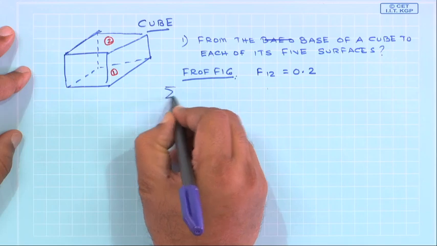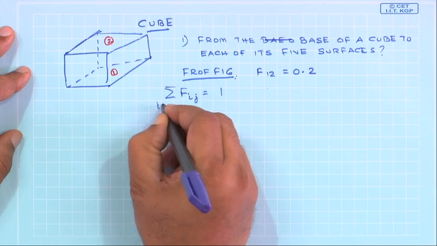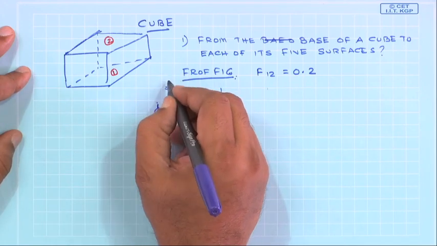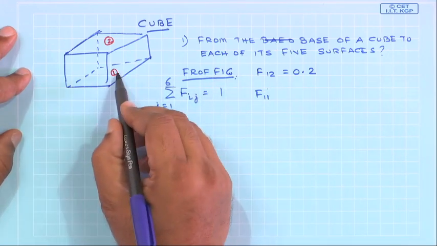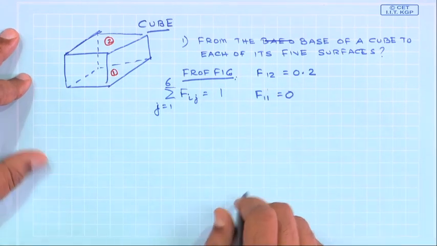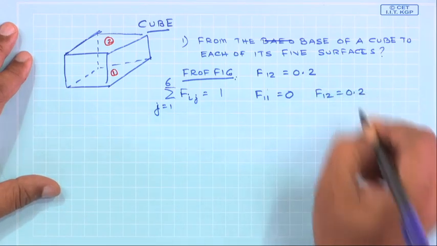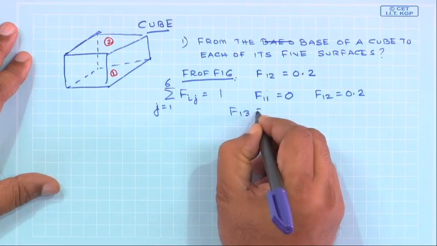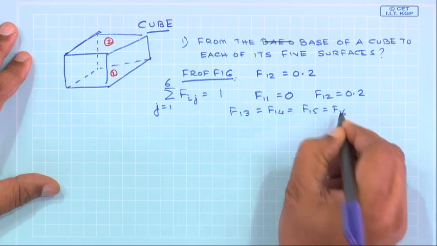You can also write that the sum of Fij is equal to 1, where j varies from 1 to 6. F11, that means the view factor of 1 to itself, would obviously be equal to 0 since it is a flat surface. F12 we have just found out to be equal to 0.2, and by symmetry, since it is a cube, F13 would be equal to F14, F15 and F16.